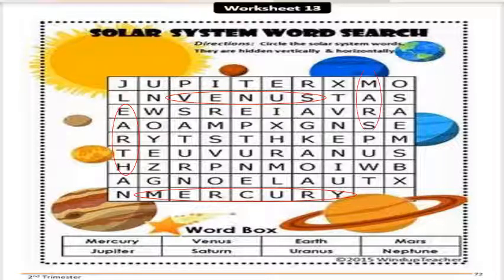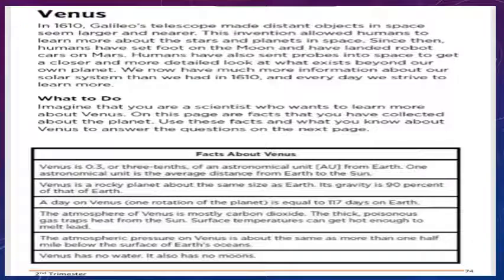And then there is Mars. Mars is right here. Jupiter is in the first row up there. And then there's Saturn, which is right here. Then we have Uranus, which is right here. And then the last thing is Neptune, and Neptune is right here.